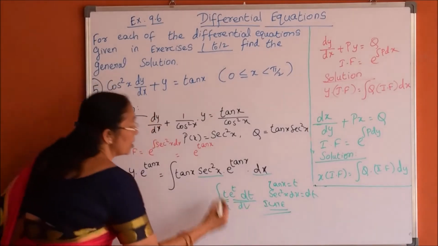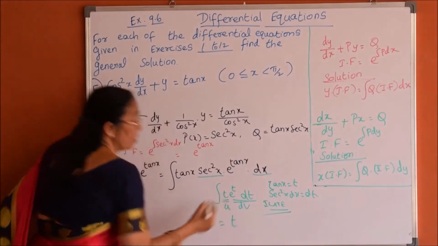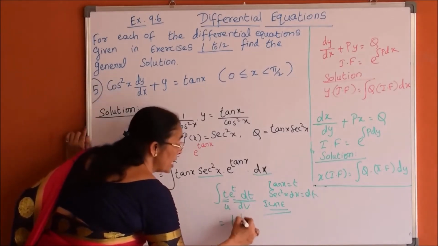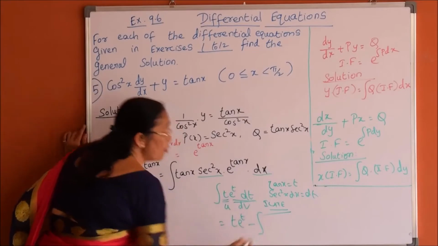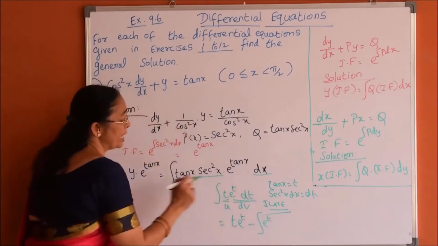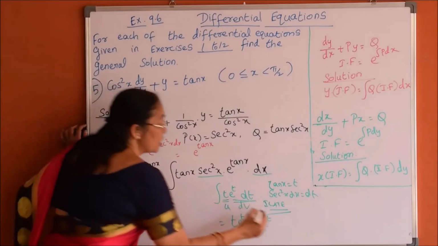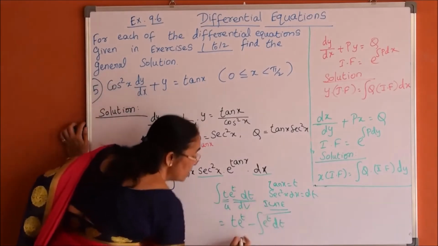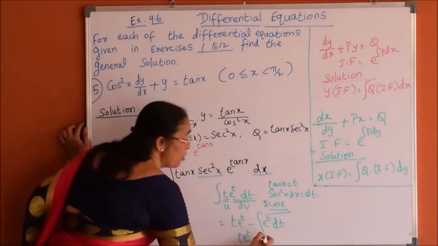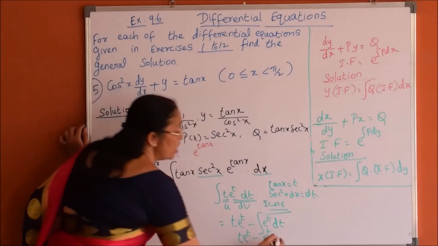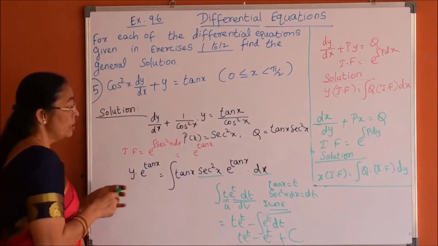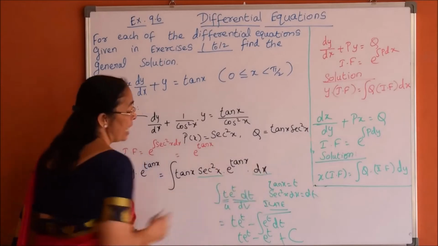Now uv, t into integration of e power t dt, which is e power t, minus integration of v du, where v is e power t and du is the differentiation of t, which is 1, so dt. So the answer is t e power t minus integration of e power t, which is e power t, all together plus one constant c. Now t is nothing but tan x.